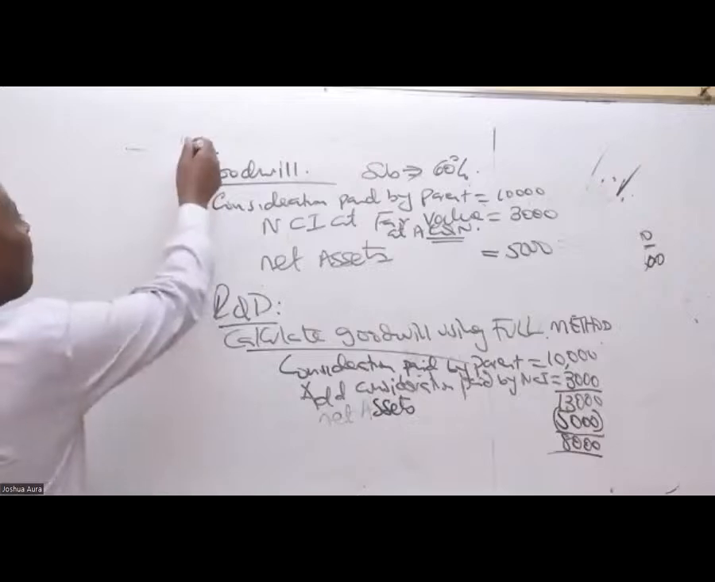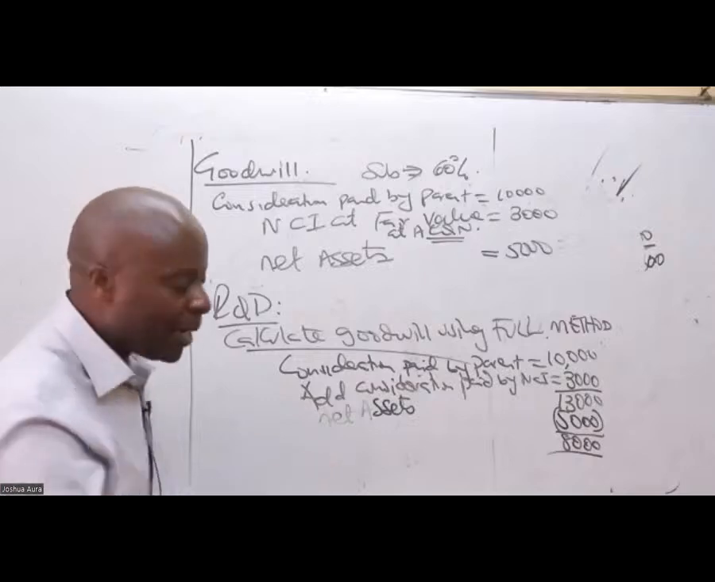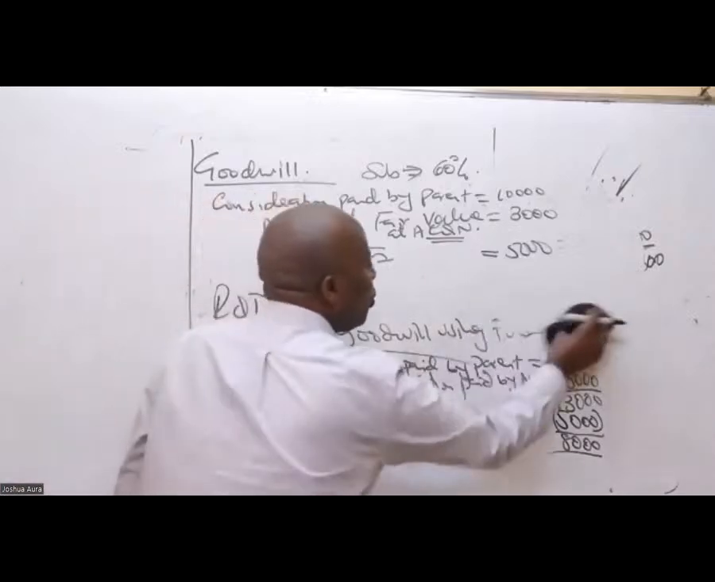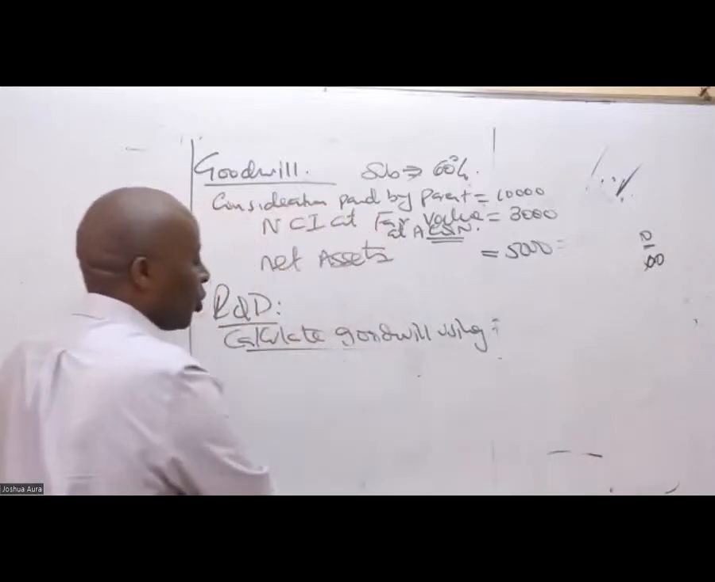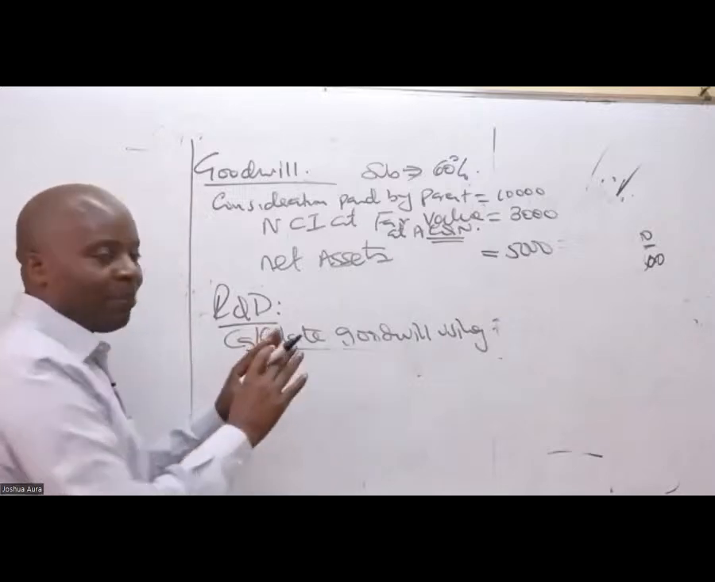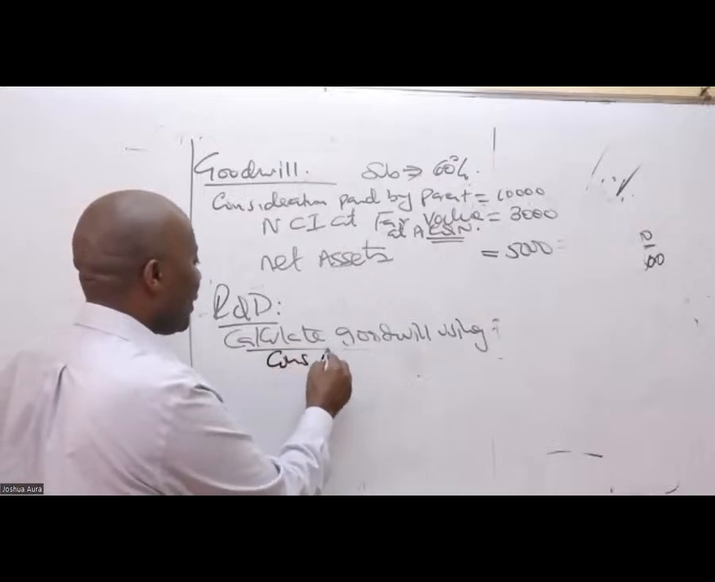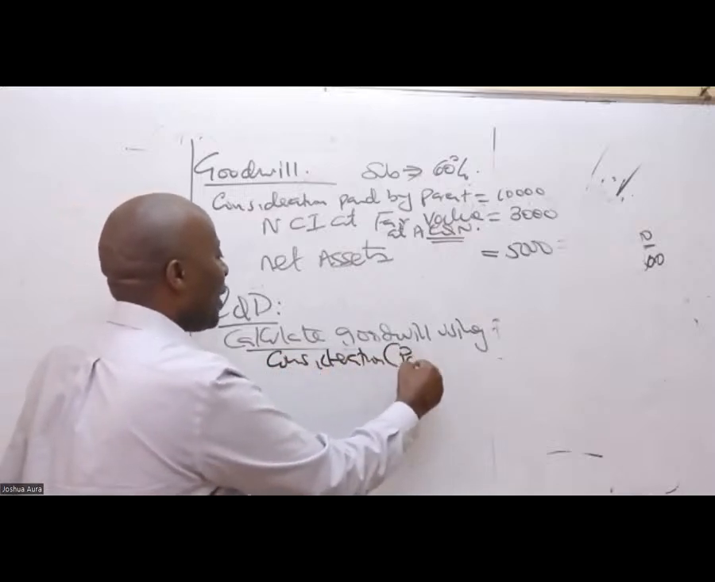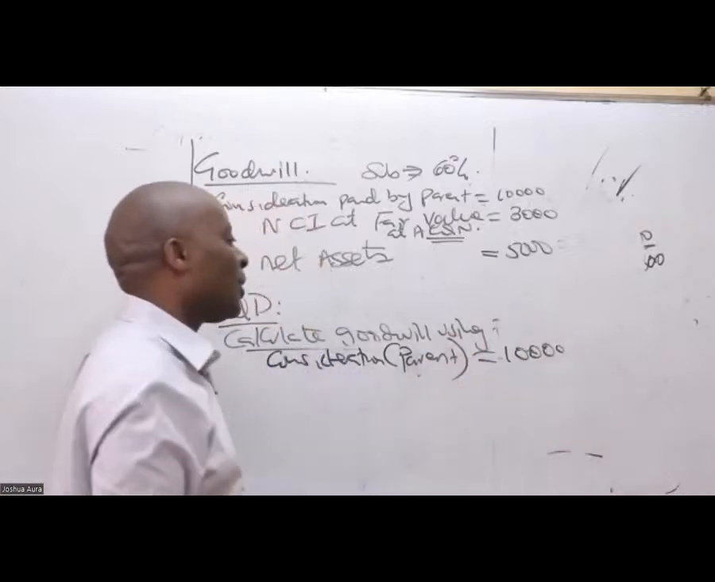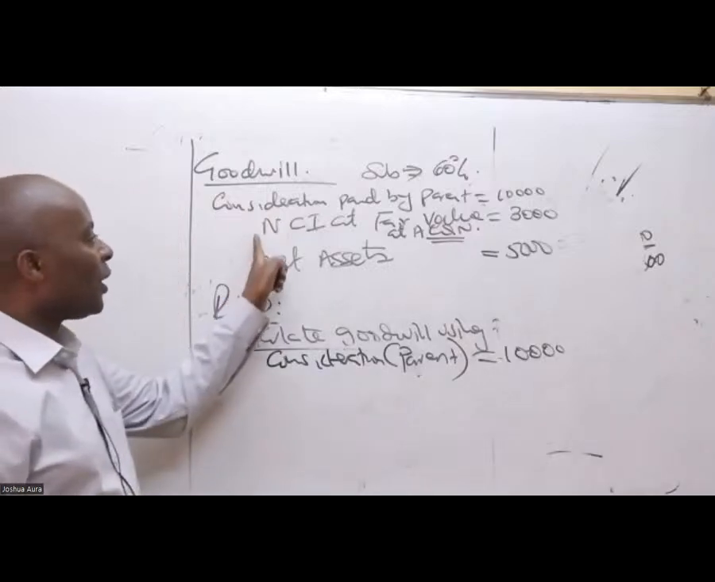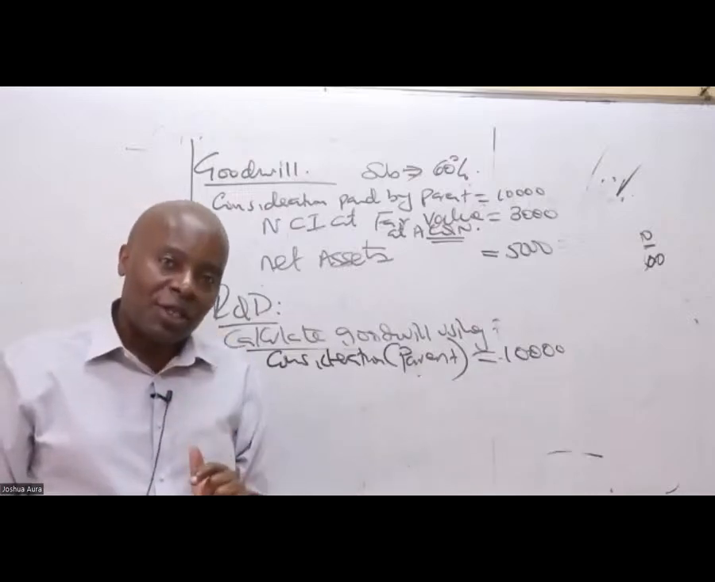Kutoka hapo sasa unaenda kwa partial method. Unasikia partial method D. Calculate goodwill using partial method. So partial method, what you do, you only consider consideration that has been paid by the parent alone. So in this case here, consideration parent, and the parent has paid us how much here? Has paid 10,000 for the subsidiary.